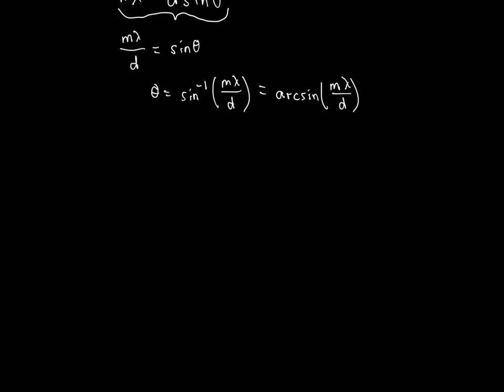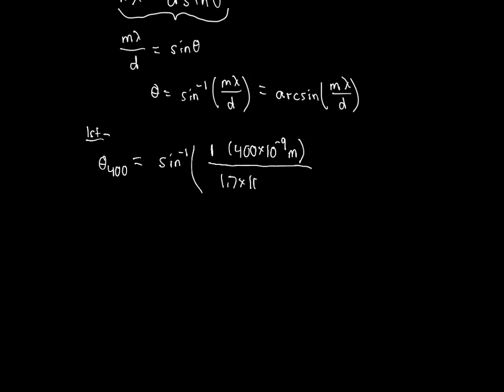So now for the range of angles for the first order, we would plug in our wavelengths. So for the first order, theta for 400 nanometers, I'd plug in sine inverse, m equals 1 because it's the first order, times 400 times 10 to the negative 9 meters, divided by 1.7 times 10 to the negative 6 meters. Plug this in, I got 13.7.